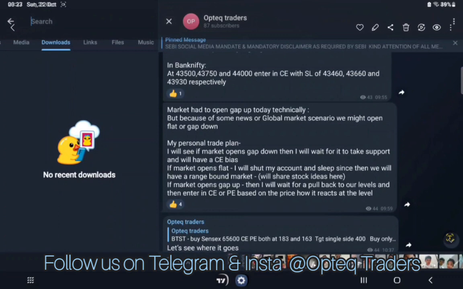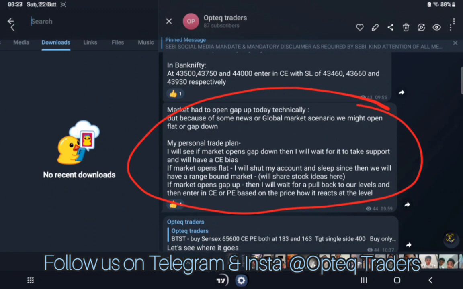So what we mentioned here in our personal trade plan was, we'll see if market opens gap down, and then we'll wait for it to take support, and we'll have a CE bias. If market opens flat, we will shut our account and sleep, since then we will have a range bound market. If market opens gap up, then I'll wait for a pullback.